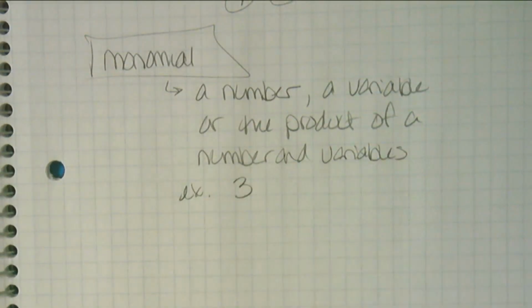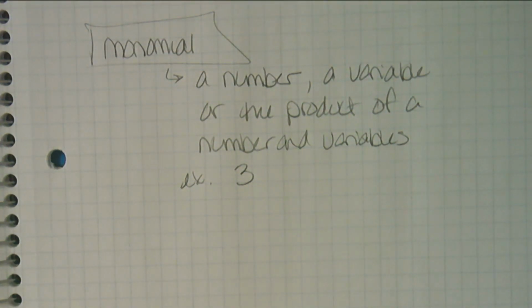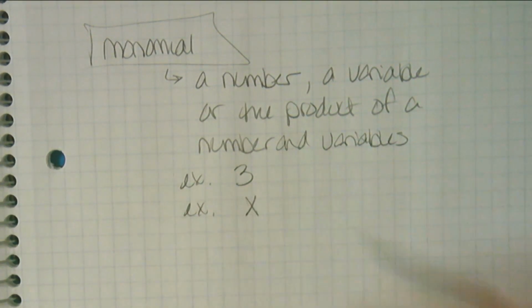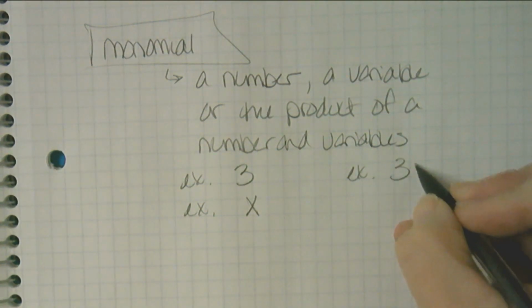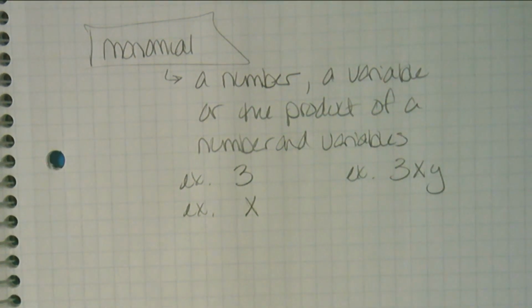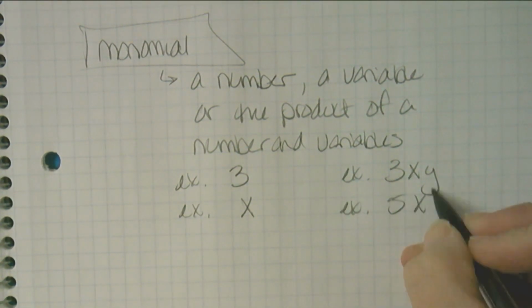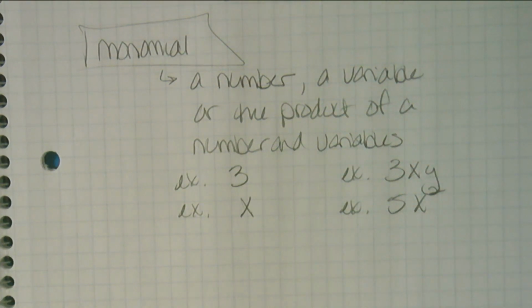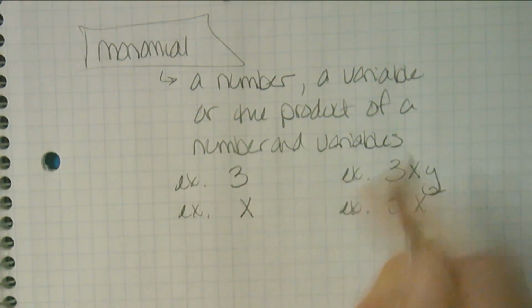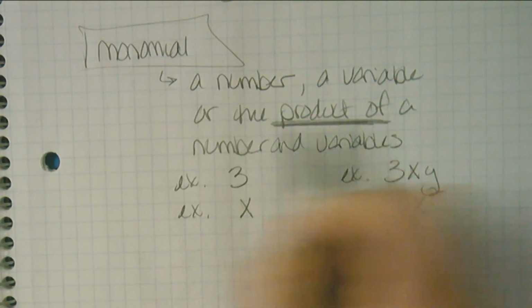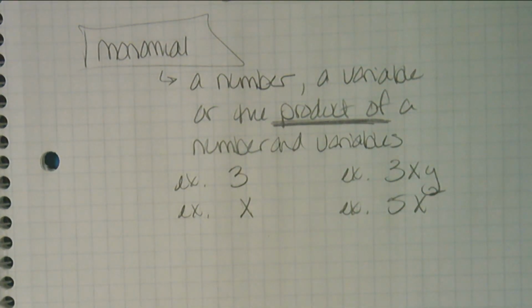Like 3 is a monomial. That's a number. X is a monomial. 3 times X times Y is a monomial. 5 times X squared is a monomial. So these are all monomials. It's either a single number, a single variable, or it's the product. Not addition, not subtraction. It's the product, which means we're multiplying.